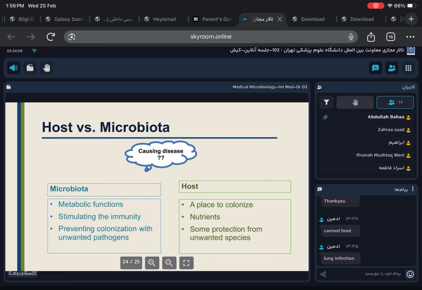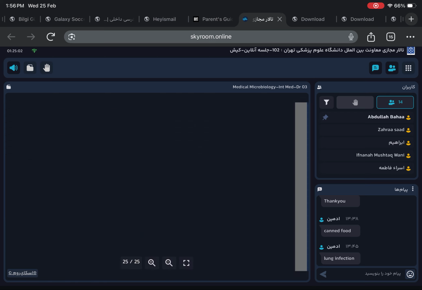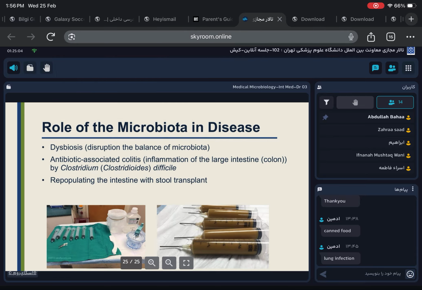And also, sometimes when there is a disruption in the balance of microbiota, a situation which is called dysbiosis, it can also lead to disease. An example is antibiotic-associated colitis. Colitis is the inflammation of the large intestine or colon. This colitis is caused by the bacterium Clostridium or Clostridioides difficile.